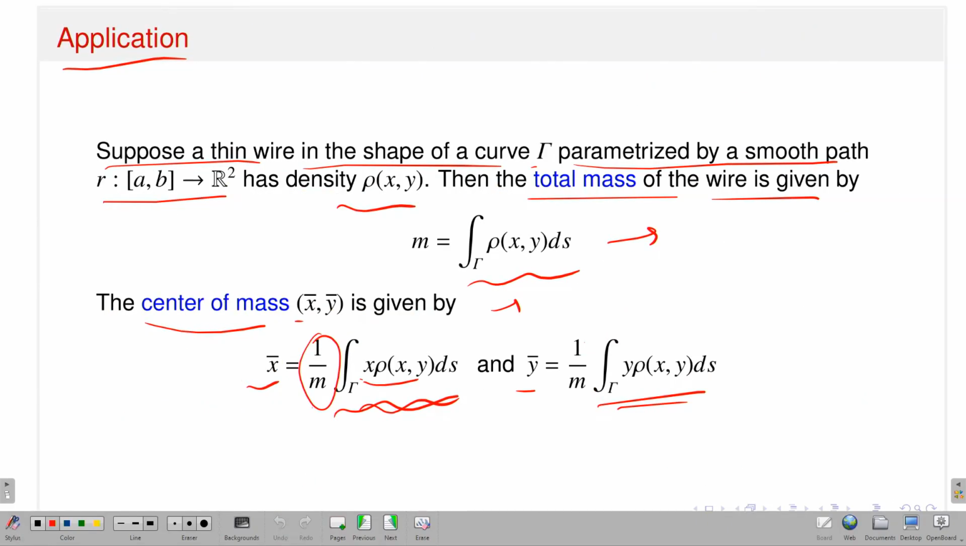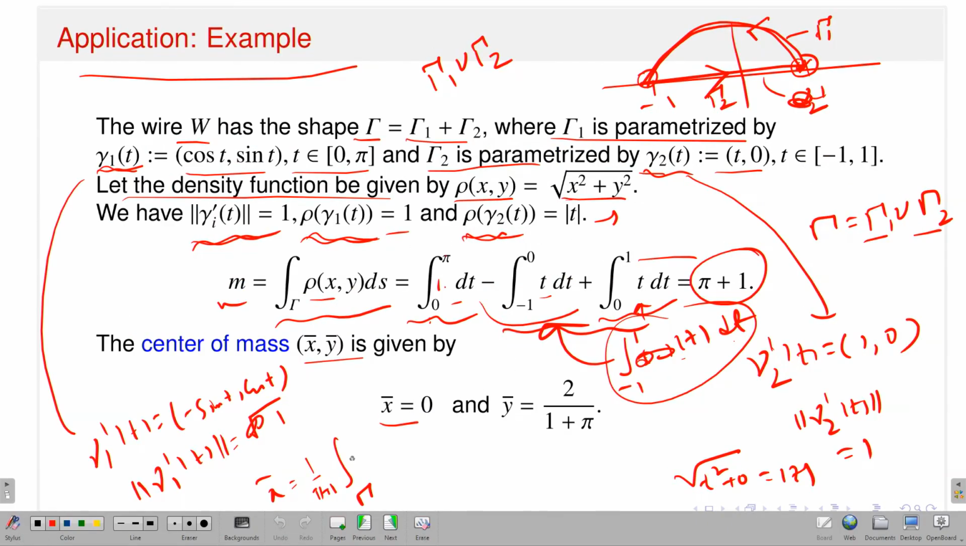What is the formula? x rho(x,y), right? This time you have to multiply by x rho(x,y) ds. Again you calculate it. So this is 1 by pi plus 1 as it is. You break up into two parts, gamma 1 and gamma 2. For gamma 1, if you just use the formula for calculating the scalar line integral, it is 0 to pi, and then x will be there.